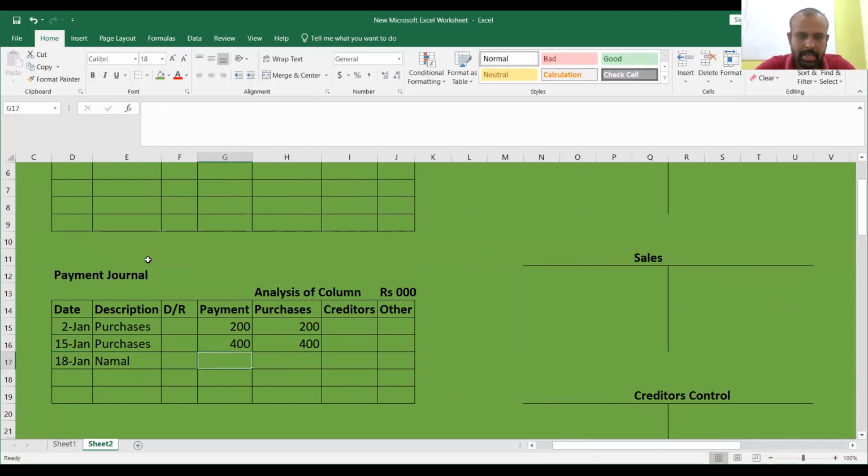Namal, creditor. You receive the discount of 20. Payment is 180, and you record in the creditors column 180. In the analysis column, you have to record what you record in the payment column. You can't record in the creditors column as 200.